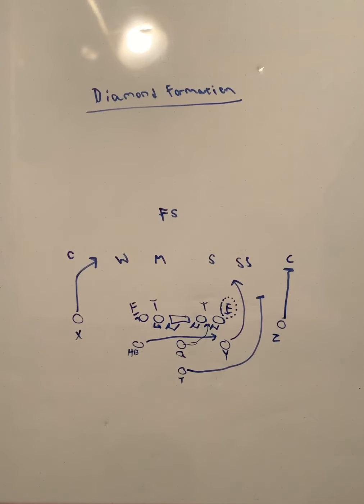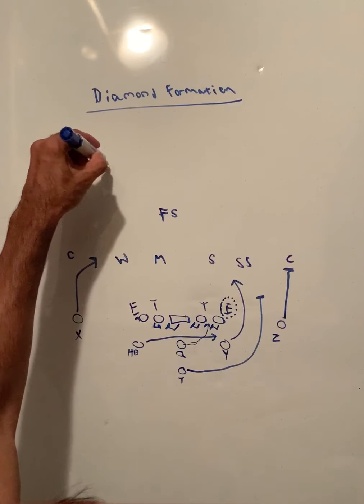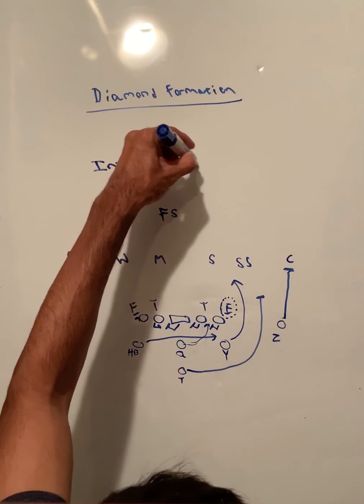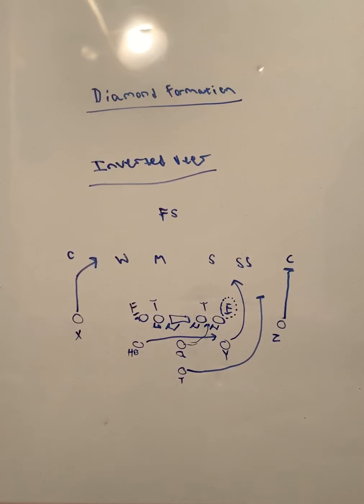So we're going to move on to our second play to run out of the diamond formation. Again, this is called the inverted veer. But we are going to move on to our second play, and that's going to be a play action play. There's not really a name for this. It's just a concept that you can run.